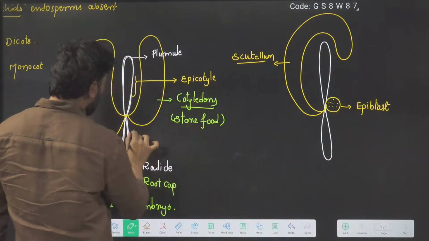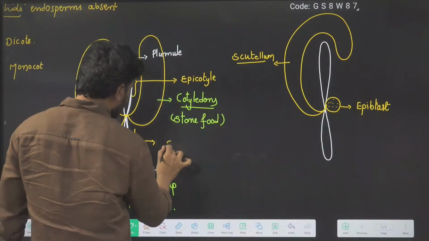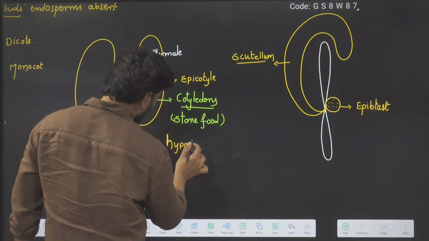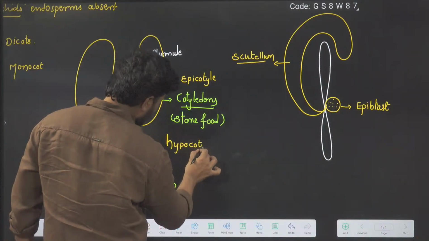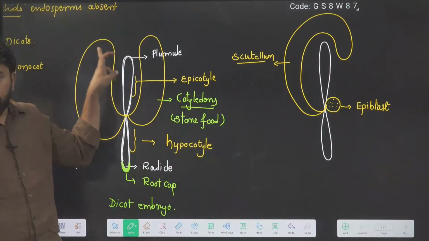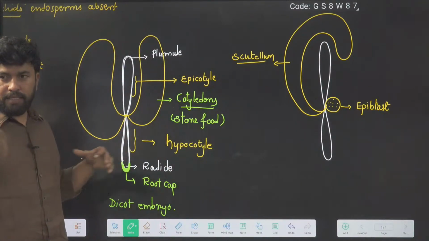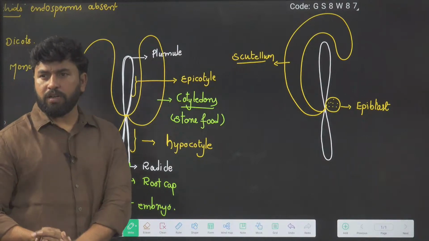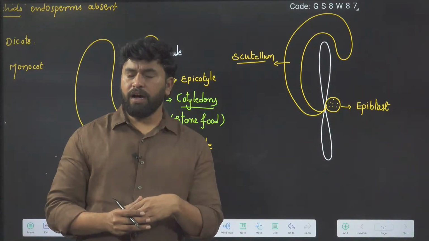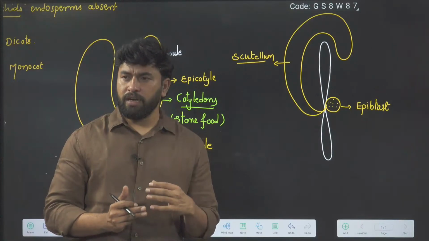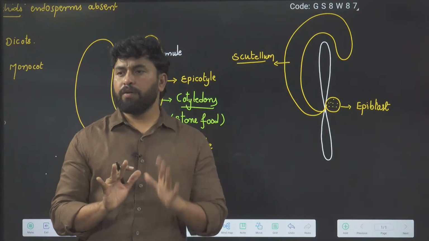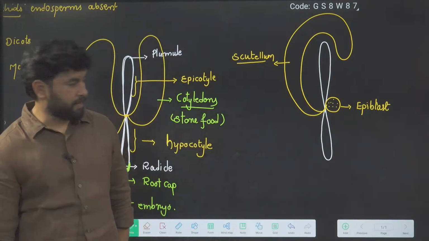Below the cotyledon is called hypocotyl. Cotyle means cotyledonous area. Epicotyl is the part of the embryonal axis above the attachment of the cotyledon, we call it epicotyl. Below the attachment of the cotyledon is called hypocotyl. The same words will also be applicable to our monocotyledonous embryonal axis.